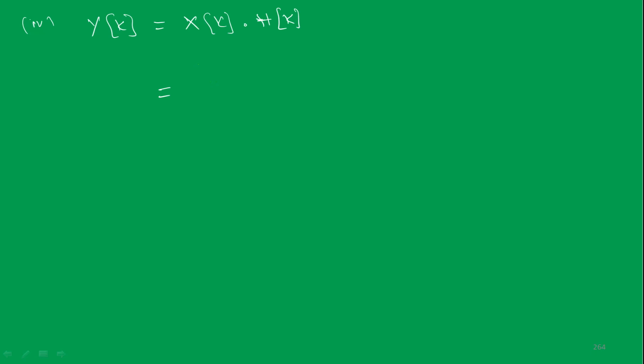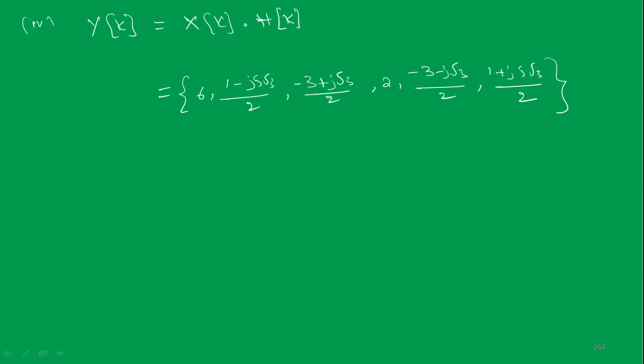Right? So now here X of k is [6, 1 − j5√3/2, −3 + j√3/2, 2, −3 − j√3/2, 1 + j5√3/2], which is multiplied with [6, −j2√3, 0, 0, 0, j2√3]. So multiplication means at each sample you just multiply the amplitude values, corresponding values, right?